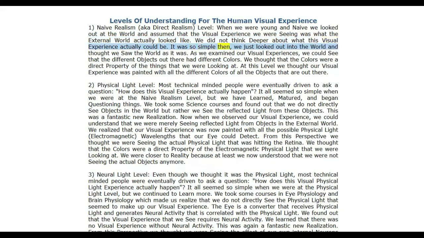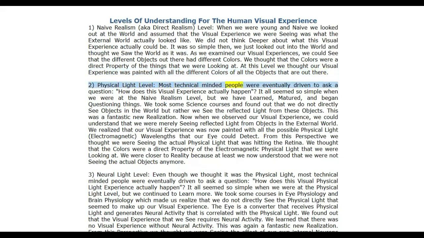It was so simple then. We just looked out into the world and thought we saw the world as it was. As we examined our visual experiences, we could see that the different objects out there had different colors. We thought that the colors were a direct property of the things that we were looking at. At this level, we thought our visual experience was painted with all the different colors of all the objects that are out there.